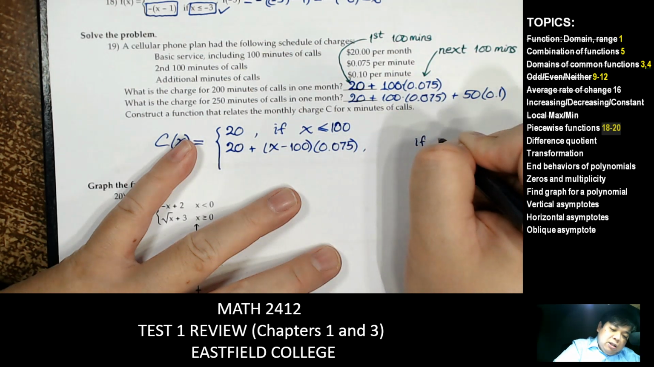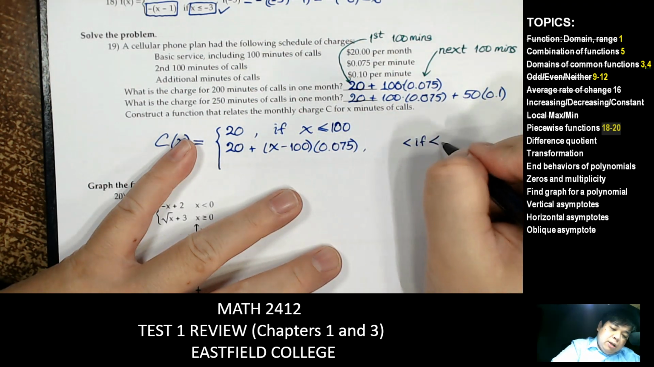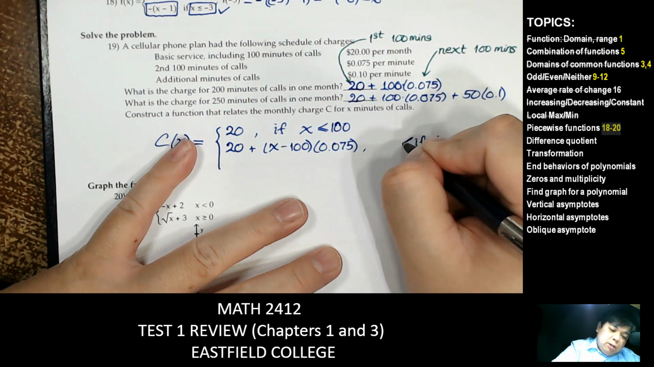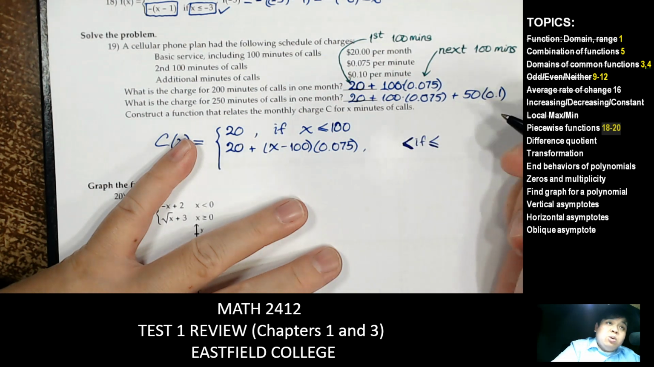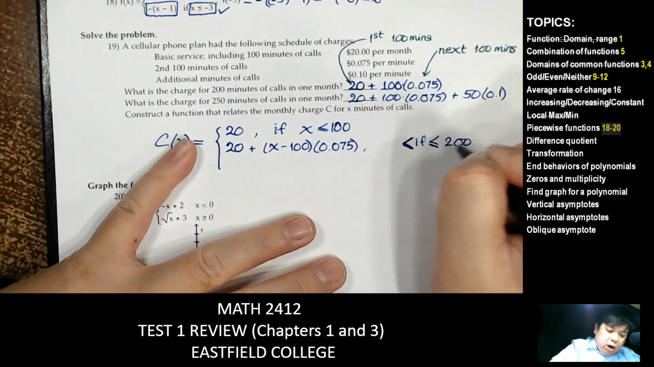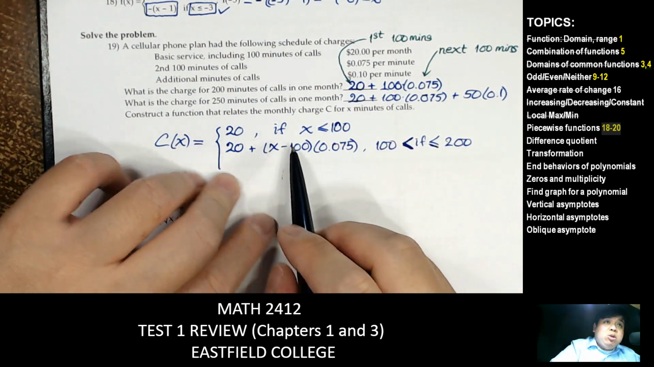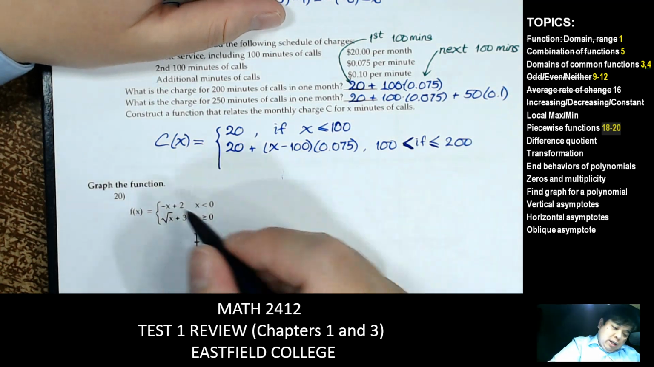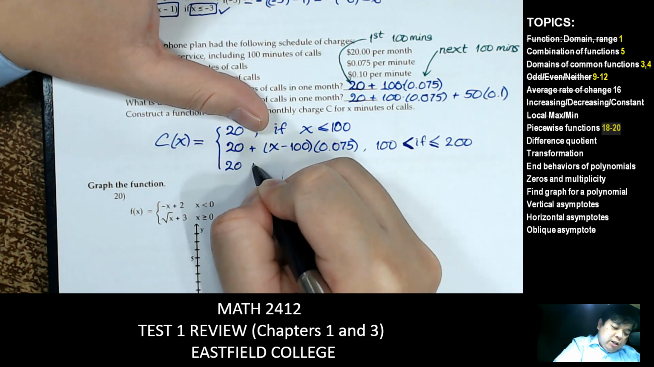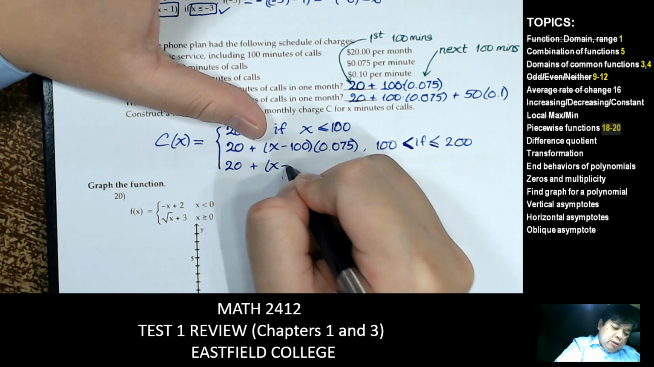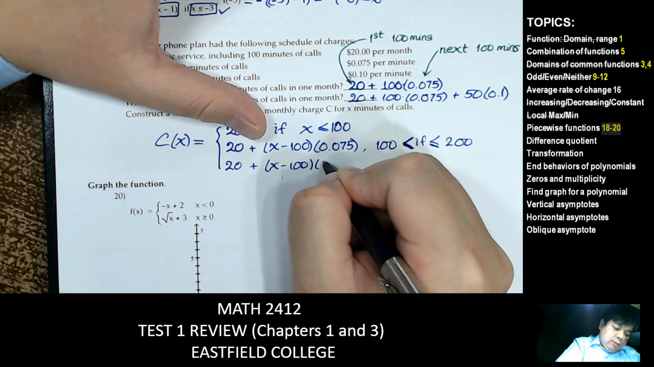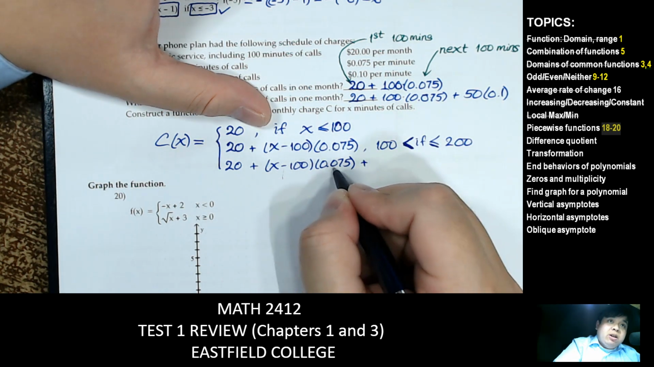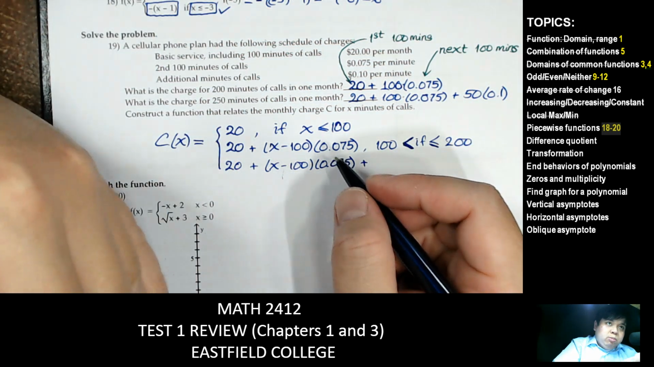That is if it is between, no equal sign here, and then equal sign here. From 100 to 200, we only have to pay whatever we use from 1 to 200. And then if we use more than 200, we have to pay that for whatever we use up to 200.